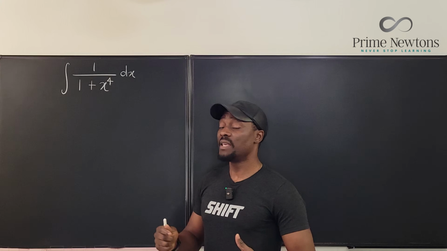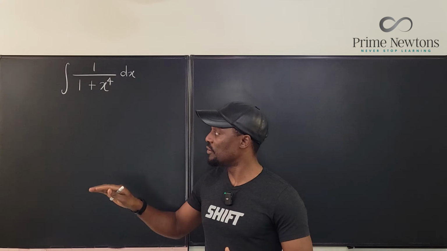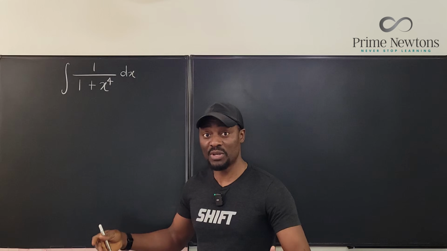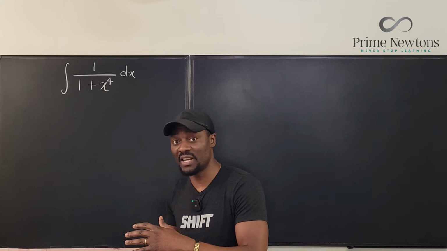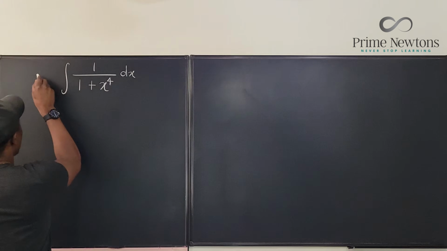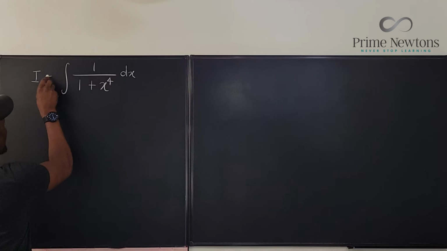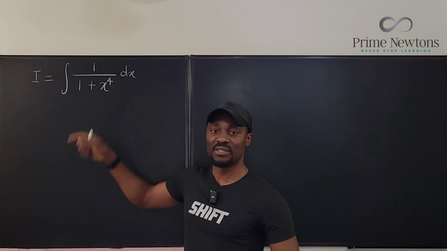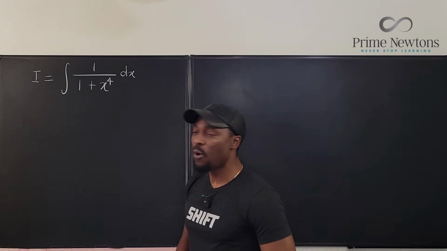So let's start by making all the writings shorter. I'm going to erase as often as possible. I will explain how I'm getting to the next line. So I'm going to say that we want this to be I, so I don't have to repeat this integral anymore. Okay, now what do I want to do?